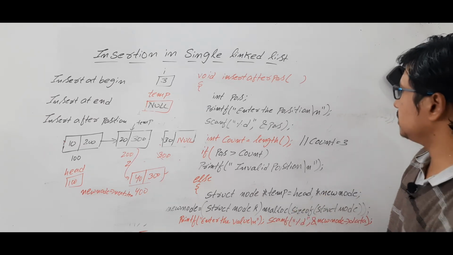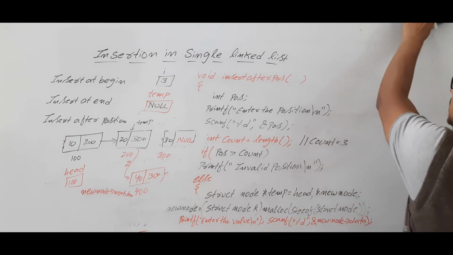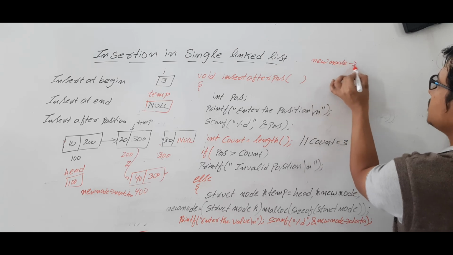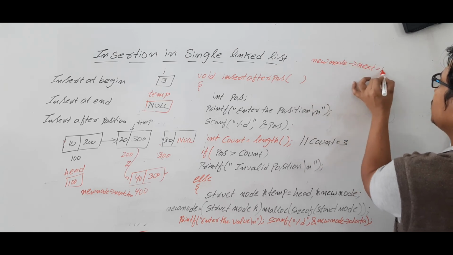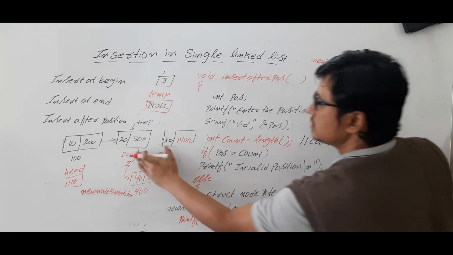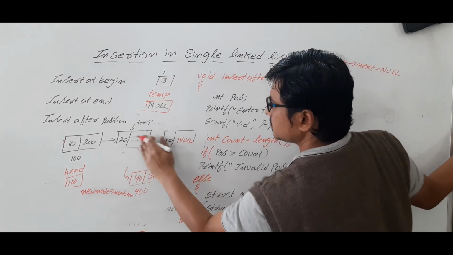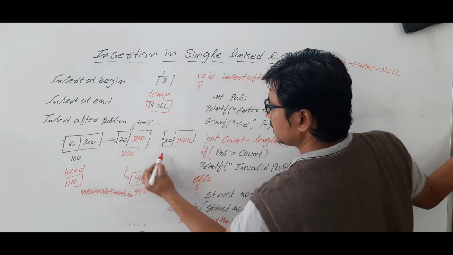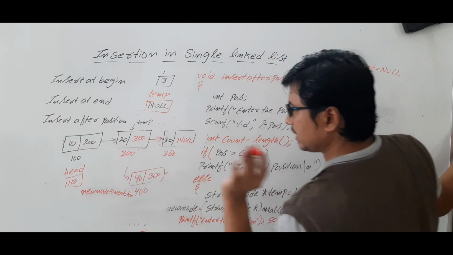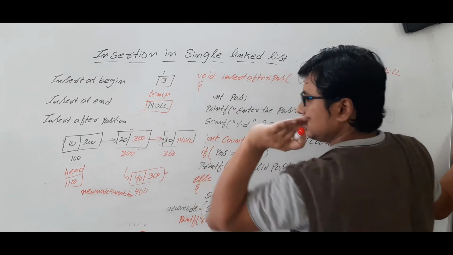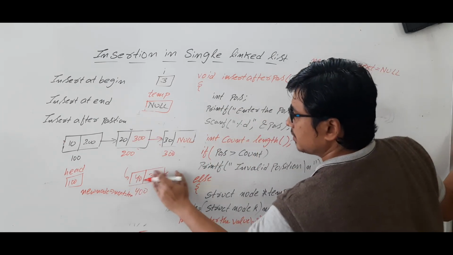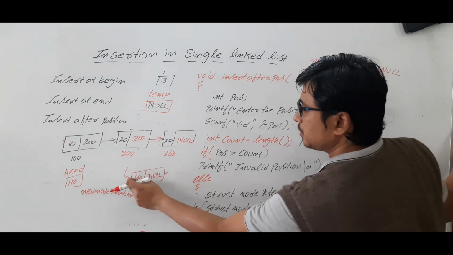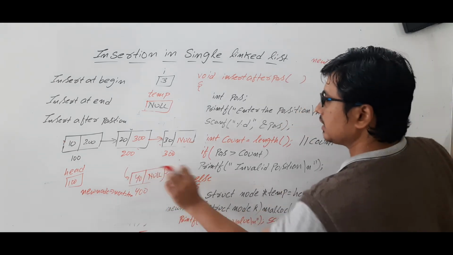Now you have entered the new node. Then what you need to do here? You have to write newnode->next = NULL. So you have created a new node. Is it clear? Right now it is having 300. It is having address 200. Now you have created a node at some address, 400, and you have inserted the value 40 and NULL you have done.